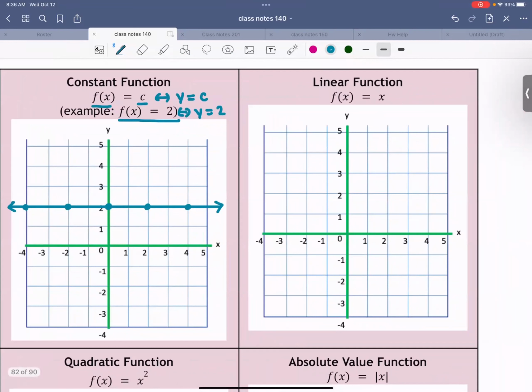Next, we have the linear function, which we've done a lot of work on, right? This function is f of x equals x, right? And I think we know how to draw this. This is a graph with y-intercept 0 and slope 1, right? So it's just going to go up diagonally like this. Okay, so this graph, if I look at my point here, it's going to look like this.